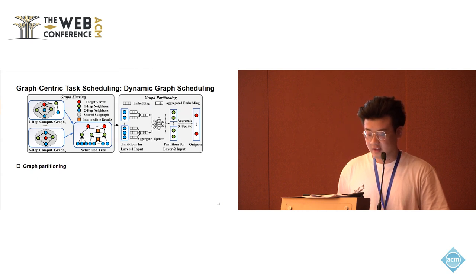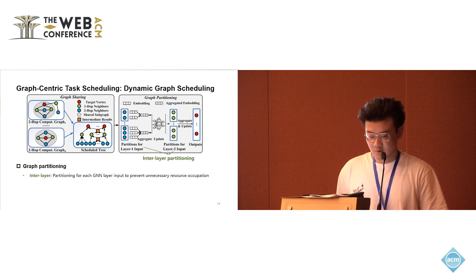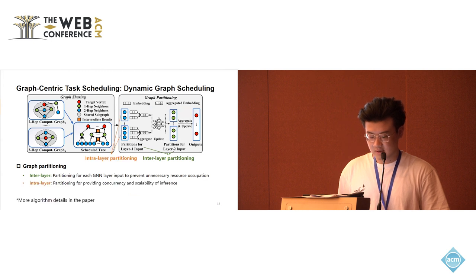Another part of dynamic graph scheduling is graph partitioning. Since not all vertices join in the computation at every GNN layer, we conduct inter-layer partitioning for each layer input to prevent unnecessary resource occupation. In order to provide scalability and concurrency of inference, we conduct intra-layer partitioning. There is no dependency between partitions within the same layer, allowing concurrent execution.